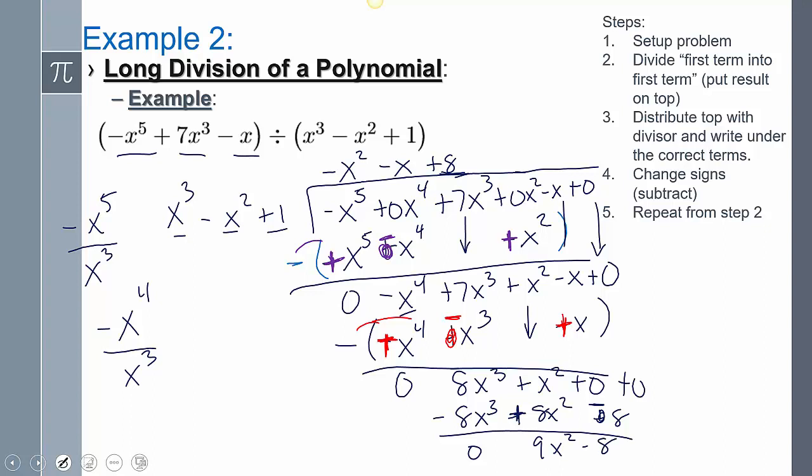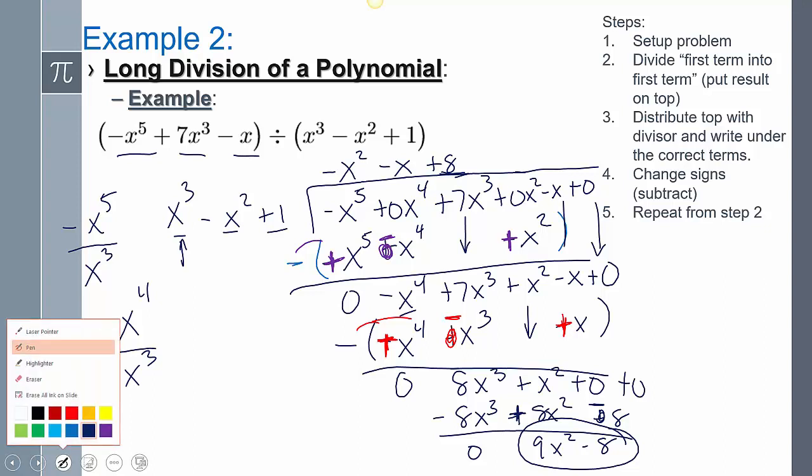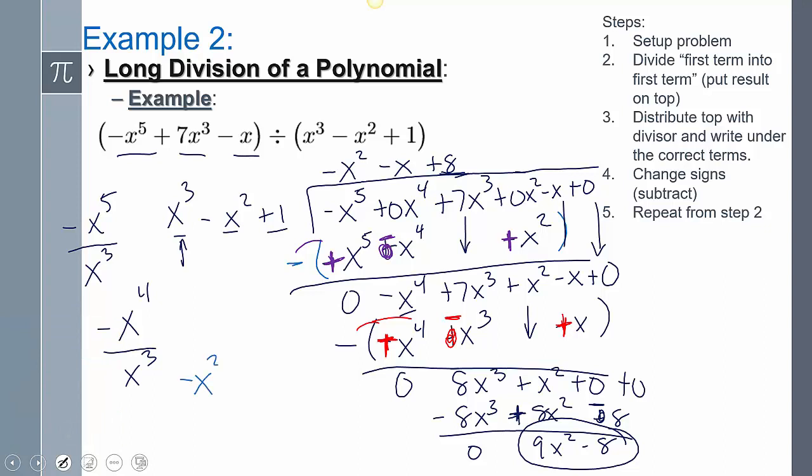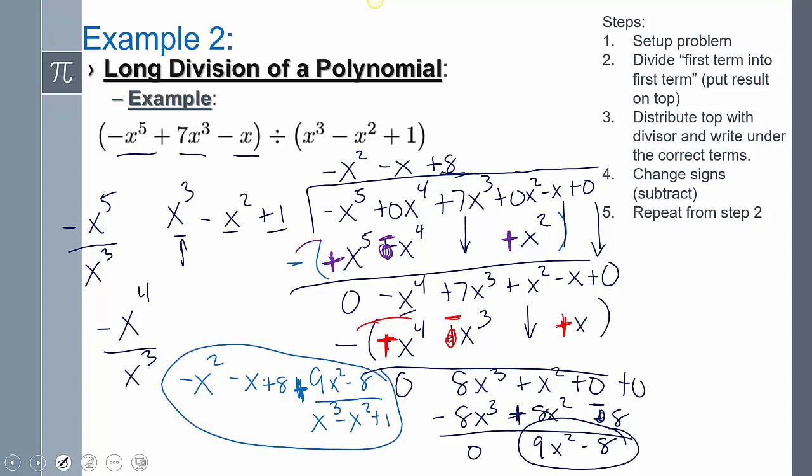Okay, well, this is now my remainder because this value right here can't go into that. So what we're going to say now, my final answer is going to be negative x squared minus x plus 8 plus, and then we're going to say the 9x squared minus 8, that's my remainder over what we divided by. And so this right here is my answer.